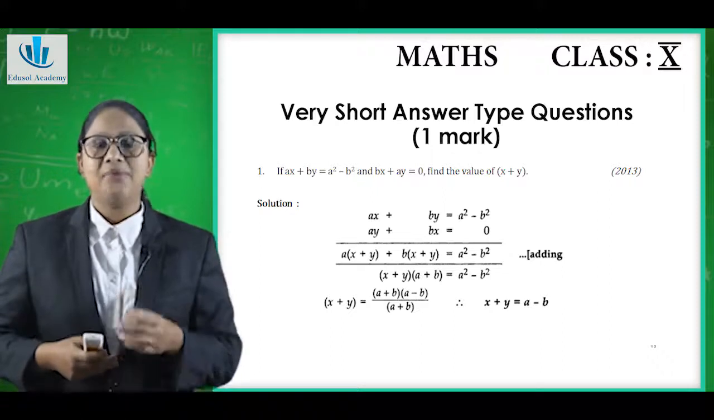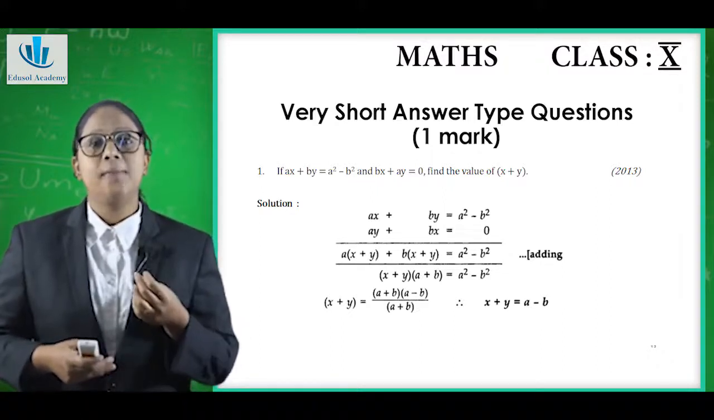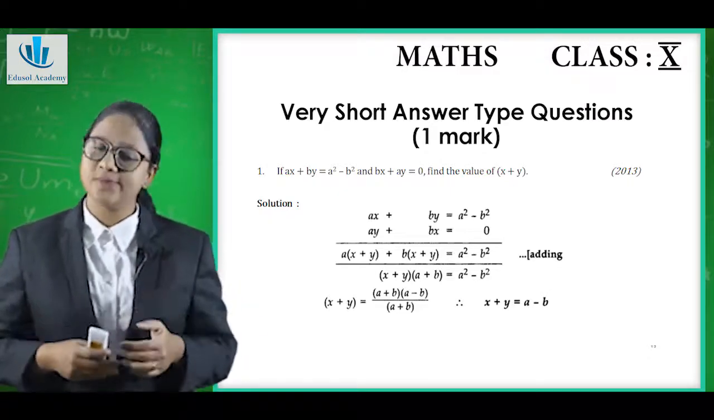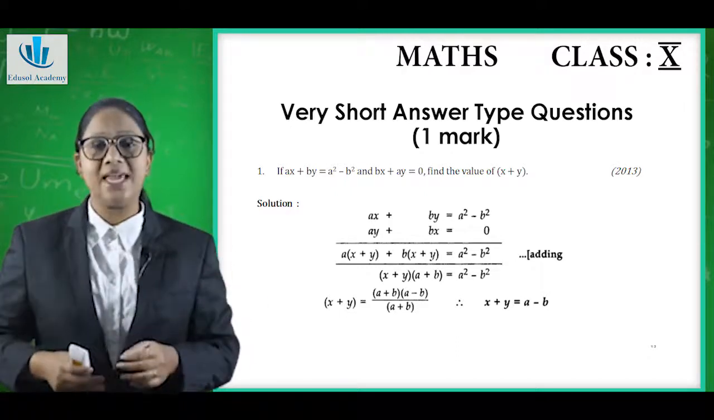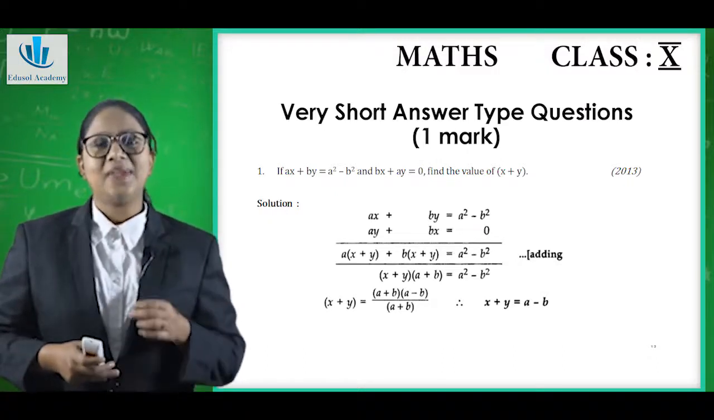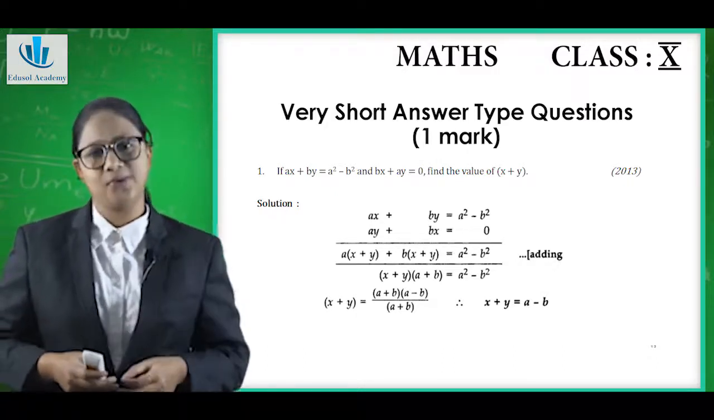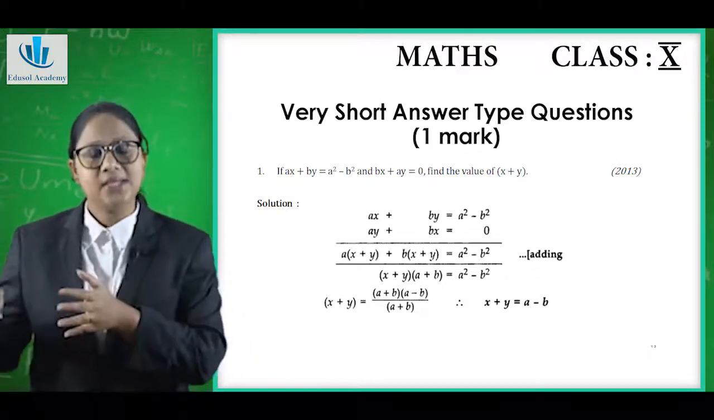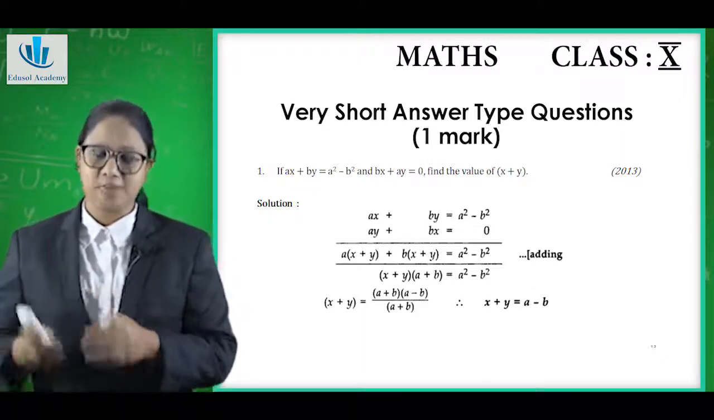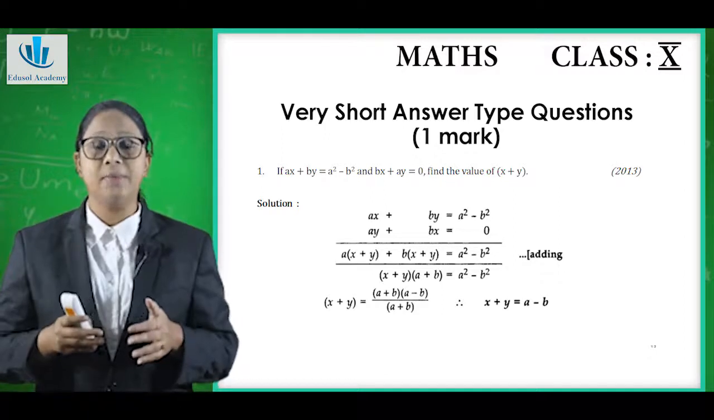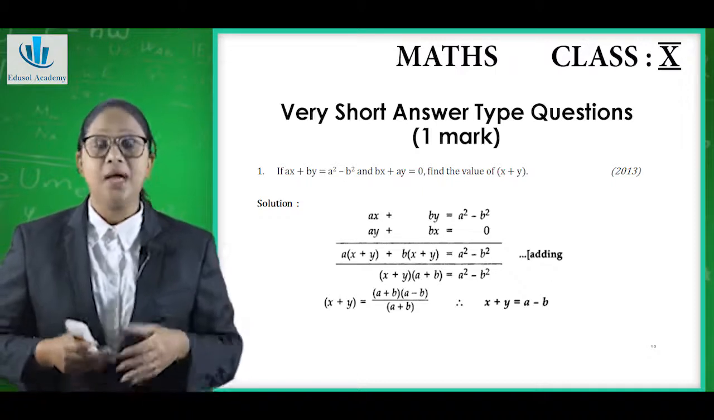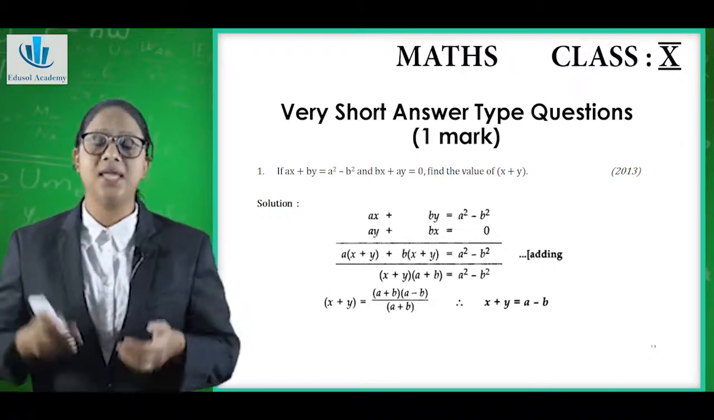Let's see how. We are adding, so written as ax plus by is equal to a square minus b square, below ay plus bx is equal to 0. Adding correspondingly, we will get ax plus ay plus by plus bx is equal to a square minus b square plus 0. a is common in the first two terms, so you can take it out. That will be a into x plus y. Again, taking b out, that will become plus b into x plus y is equal to a square minus b square.